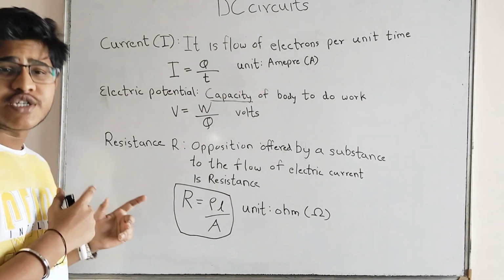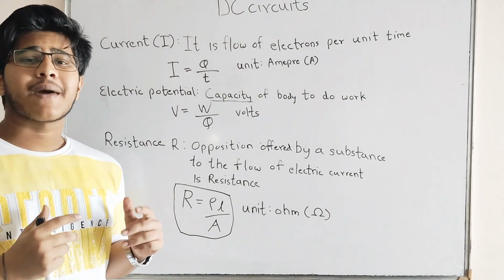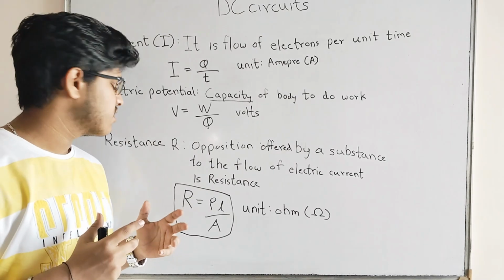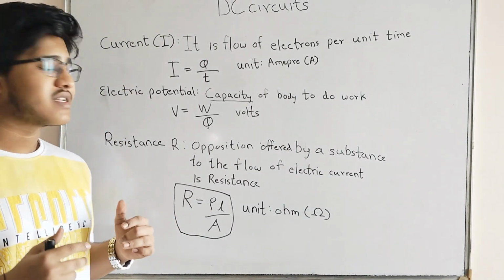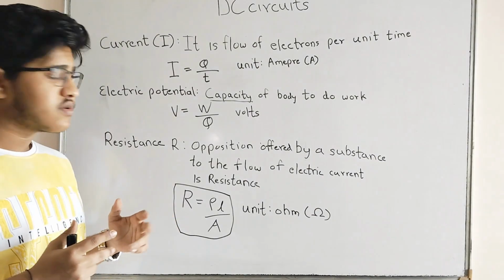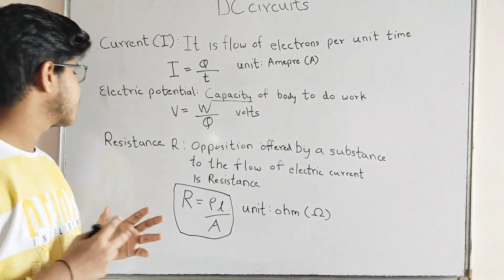Next is electric potential. So electric potential is the capacity of body to perform work. It is denoted by V, and V is equal to W upon Q, where W is the work. SI unit of electric potential is volts.